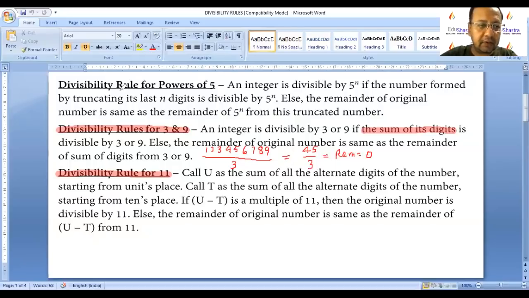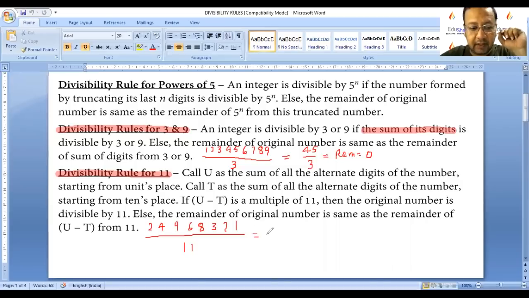So now consider one example. Suppose this is 2, 4, 9, 6, 8, 3, 7, 1, right? And I want to check whether this number is divisible by 11 or not. So what to do? I just need to take the alternate digits and take the sum. So this is 2, then this is 4, right? This is 9, then this is 6, right? This is 8, then this is 3, this is 7, and this is 1, right?